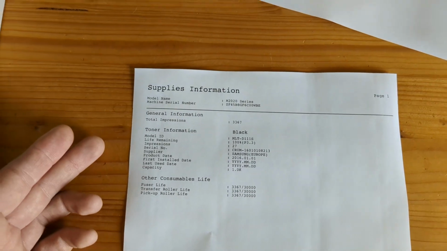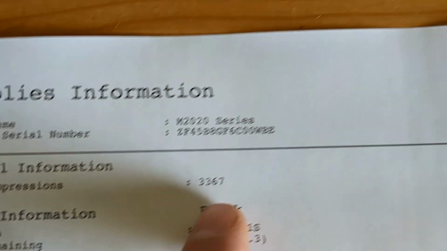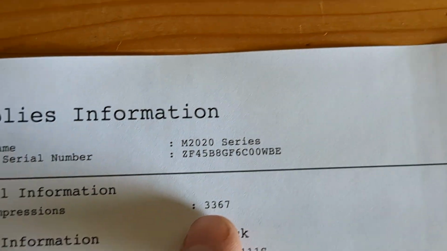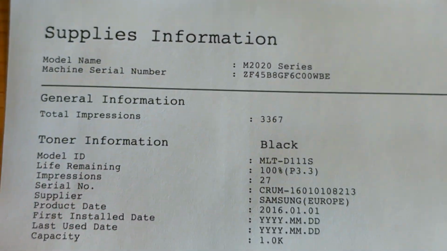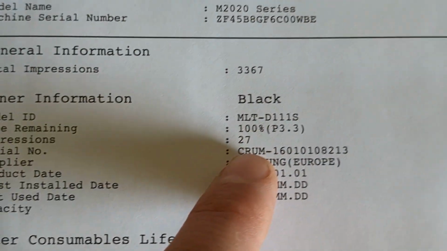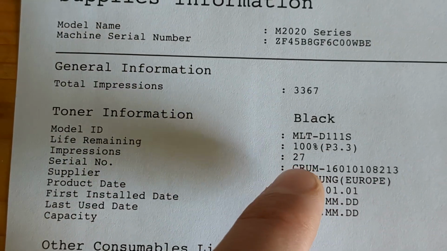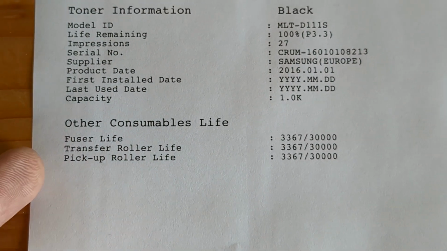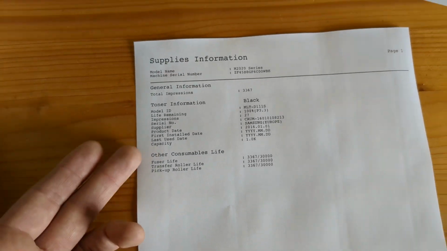So it printed out this page, where we can see the total impression counts, and you can see mine has got 3,367, so it's not bad at all. And also you can see the remaining toner capacity here as well. For example, I have just recently changed it, so it's full. Also you can check your fuser life and other stuff here in this report.